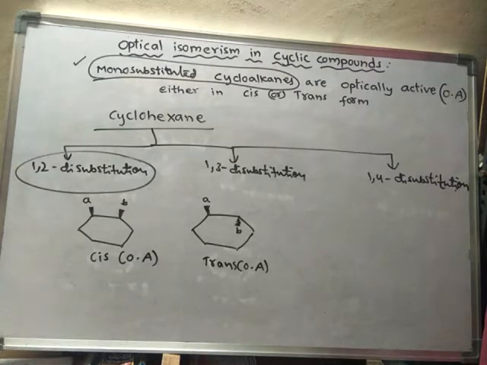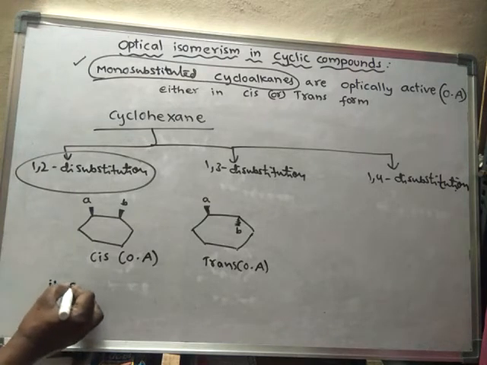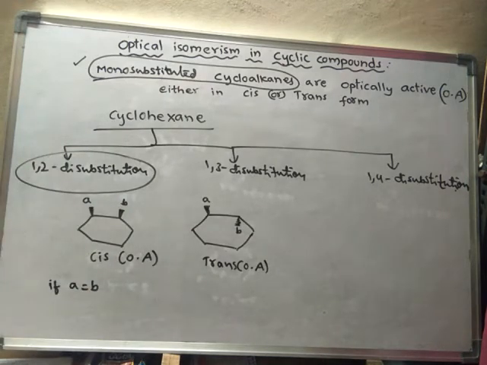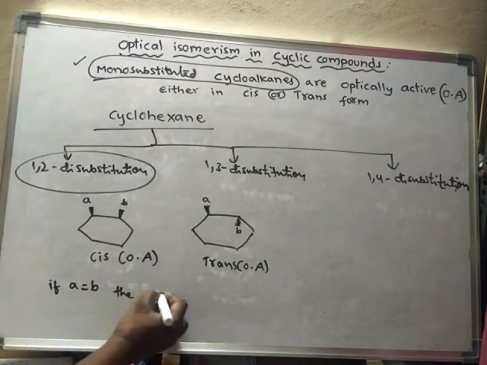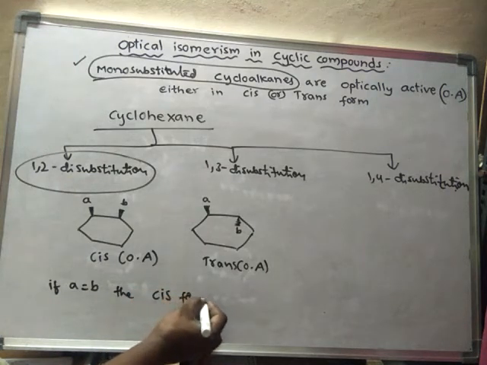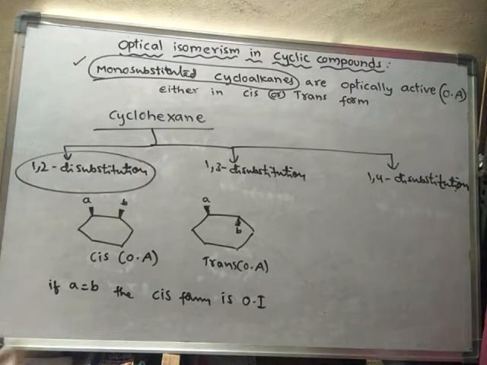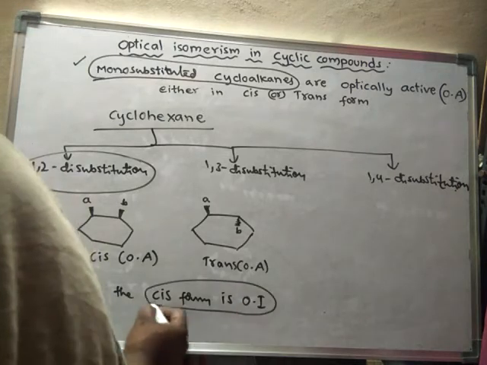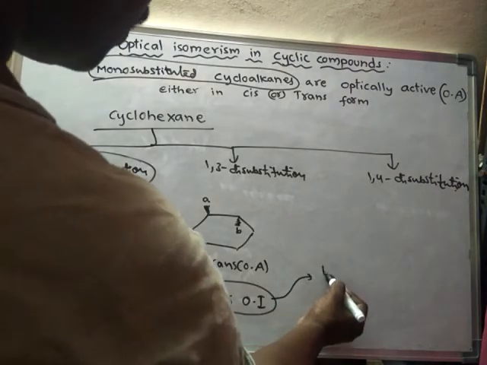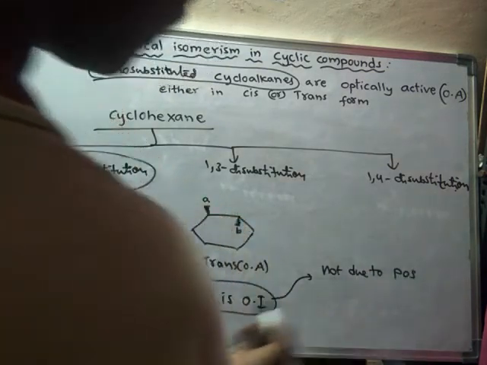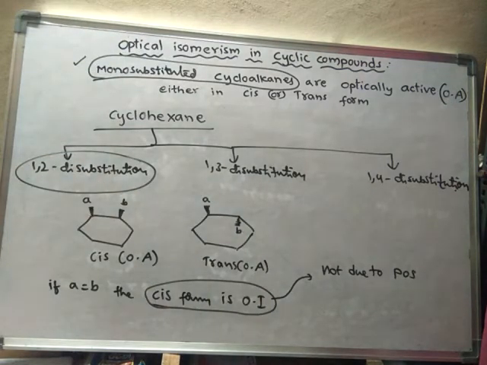But if A is equal to B, that means these two are the same. If A is equal to B, then the cis form, this is important, the cis form is optically inactive. It is not due to a plane of symmetry, because cyclohexane is not a planar molecule.